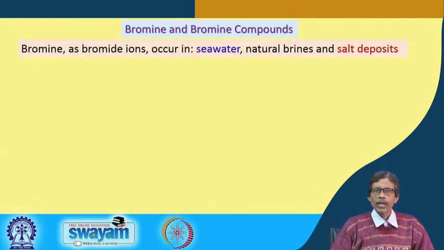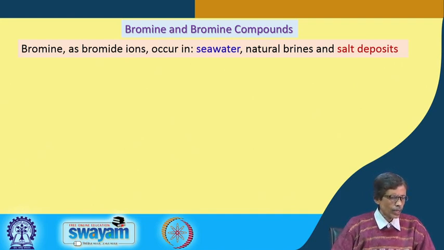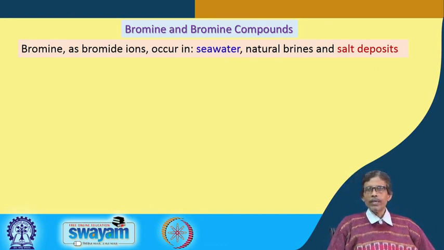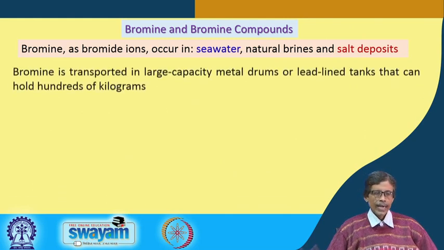For the amount of bromine present in seawater or any other water, we have to control the pH, and that bromine is considered as free bromine. The bromide ions are present in seawater, in natural brines, and in some cases as salt deposits, that means sodium bromide. So the availability of sodium bromide or any other bromide salt, calcium bromide or potassium bromide, in seawater, natural brine or salt deposits like sodium chloride, we have to take out of these.